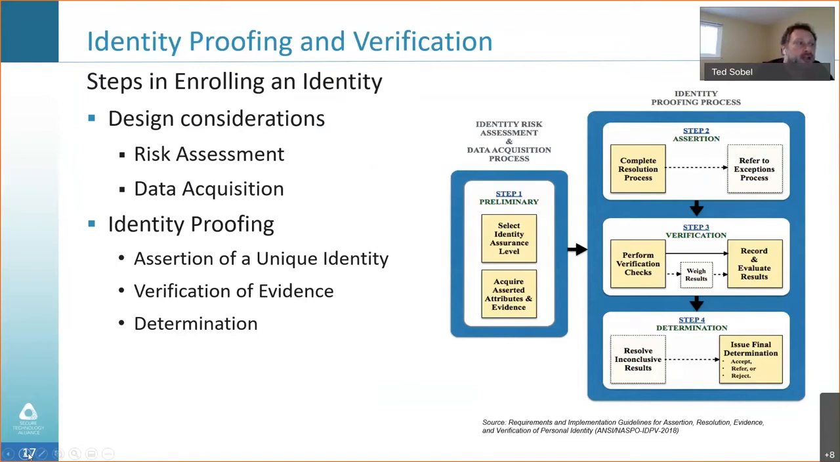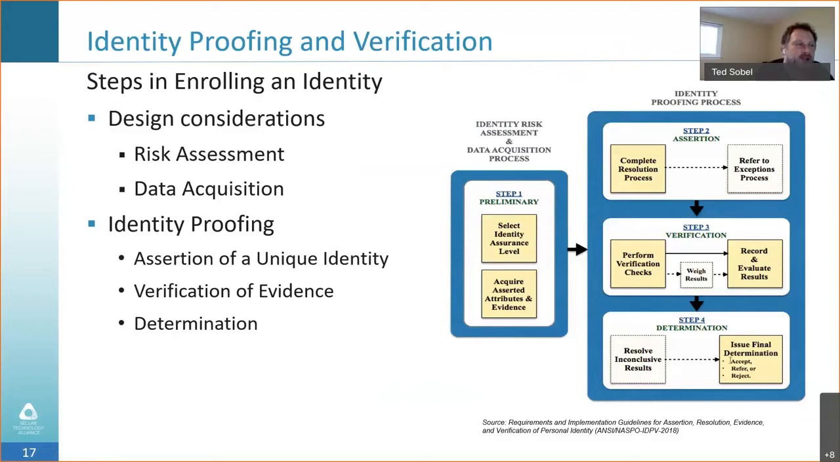Step two is assertion. The individual claims an identity, usually in the form of a combination of biographic data, perhaps tied to a biometric like a facial image. The identity provider resolves the claimed identity down to a unique individual. In other words, the process should prevent Ted Sobel from DHS from being confused with Ted Sobel, who is a professional weightlifter in California. The standard lays out combinations of biographical data that can be used to achieve a high degree of accuracy. For example, TSA primarily uses full name and date of birth to minimize misidentifications when vetting nearly 2 million air travelers per day.